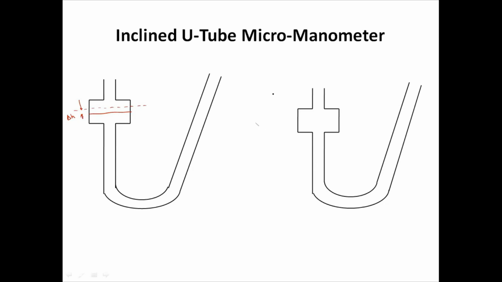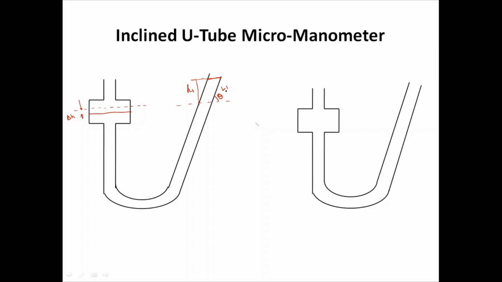In the inclined manometer, as this is inclined, the rise will be more. Initially it was here, and now the rise is here. The height is H1, this is L1, and this angle is theta, as it is inclined.